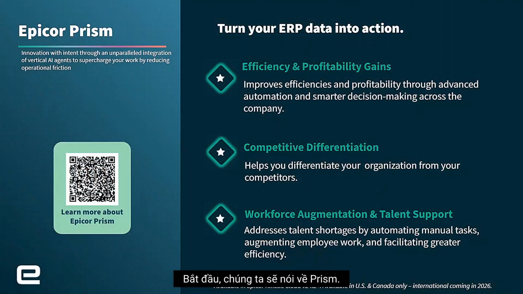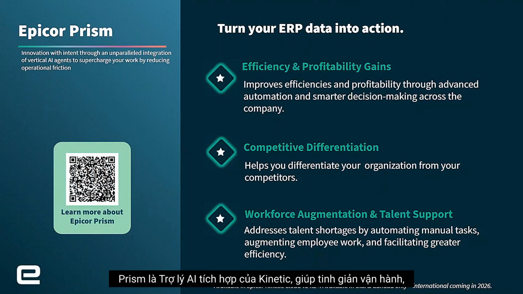So getting us started is Prism. Prism is Kinetic's embedded AI copilot that streamlines operations, sharpens decisions, and accelerates responses, delivering measurable gains across the business. Prism is currently available in Kinetic Cloud in the US and Canada, but we're planning international availability in 2026.